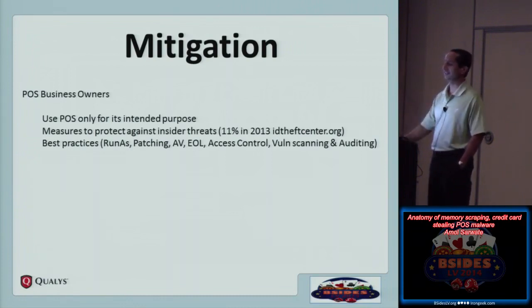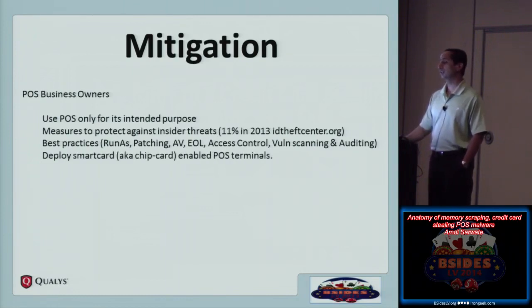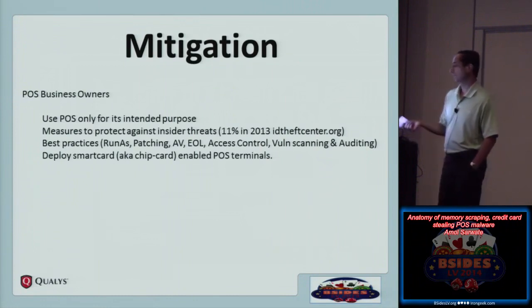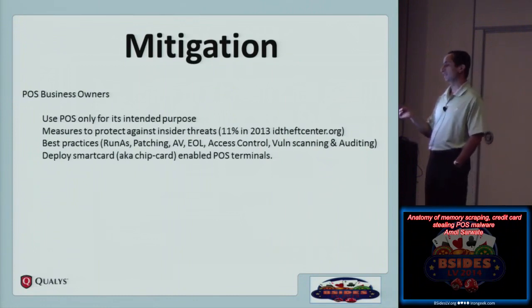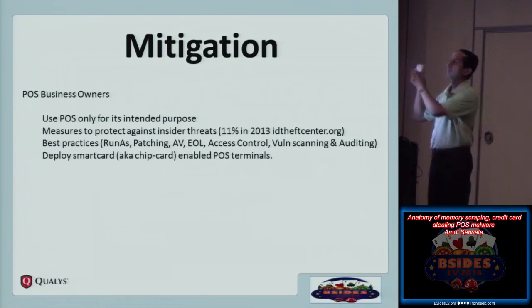Other things: patching, access control, scanning, auditing. Deploy smart cards or chip and pin cards. This is okay, but it is still sort of a half-baked solution. A lot of US merchants will shift to smart cards by the end of this year, but it doesn't matter if your credit card has a chip or not. It really matters what the capabilities of the reader are.